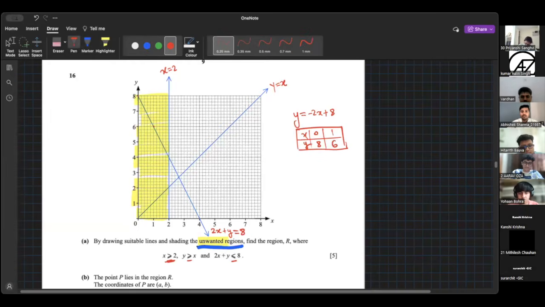That's why we are shading on the left hand side, exactly opposite to what the inequality is telling us to do.